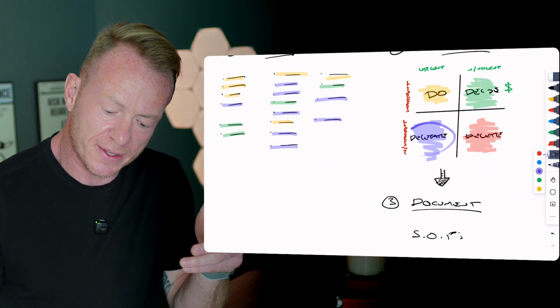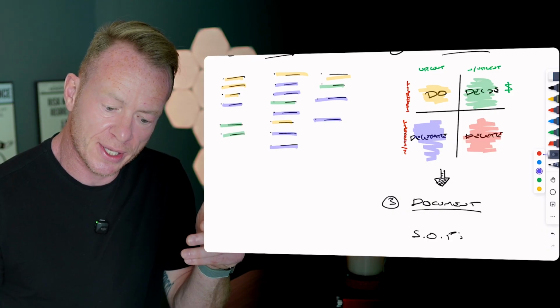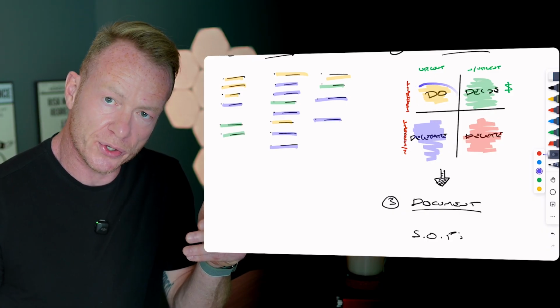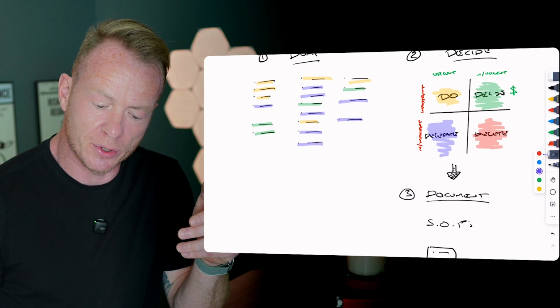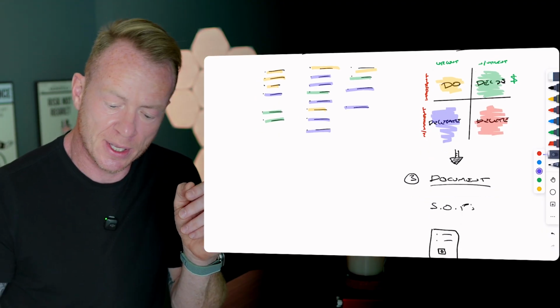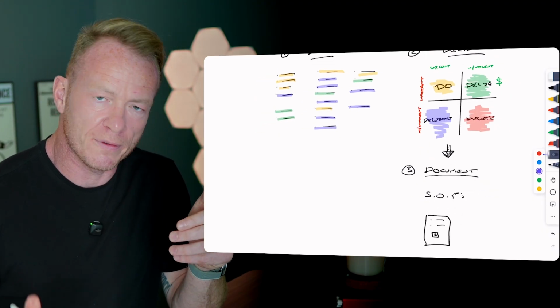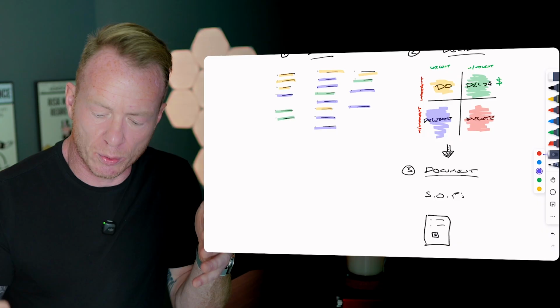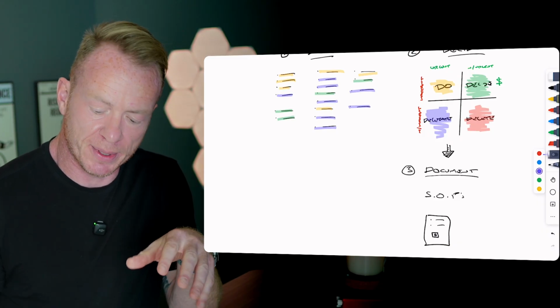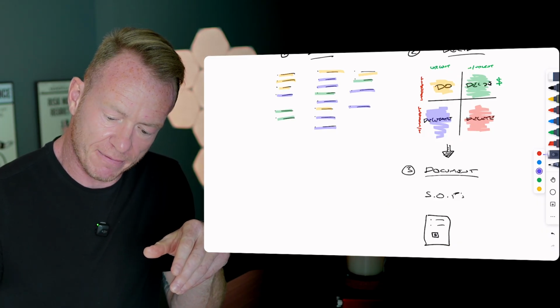So start with the delegate ones for SOPs, then move on to the ones that you do urgently, and then start to move on to the non-urgent ones. But if you decide to start building a team, or if you start to build a little workforce, this is how you're going to be able to systemize your business very, very effectively.